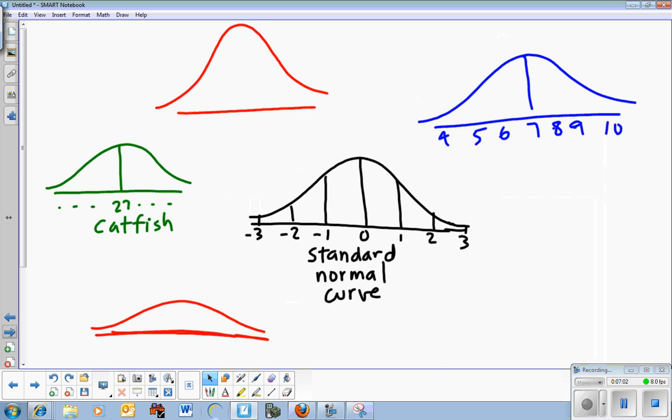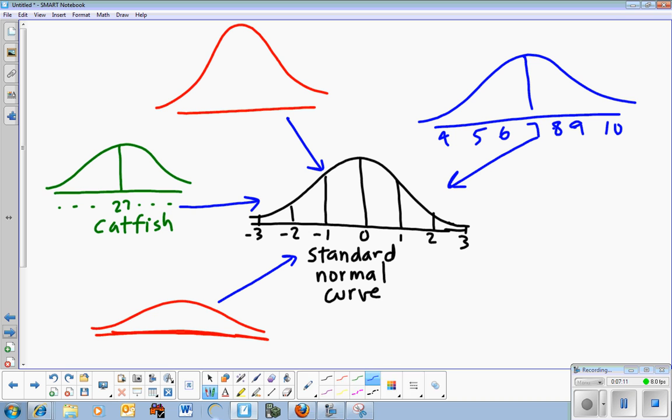There is one chart, and it's the standard one. So what we're going to do is standardize all of these so that we're able to look up the probabilities, or the percentages, in that chart that we've been looking at. So what I'm going to show you quickly are the steps to standardizing.